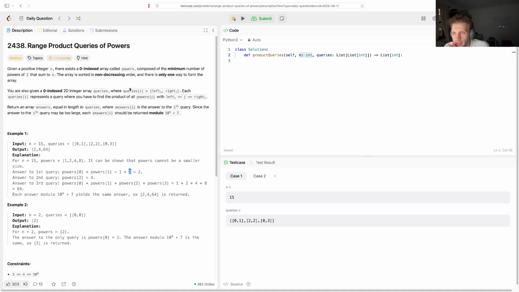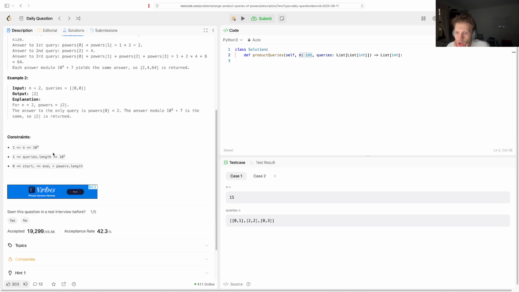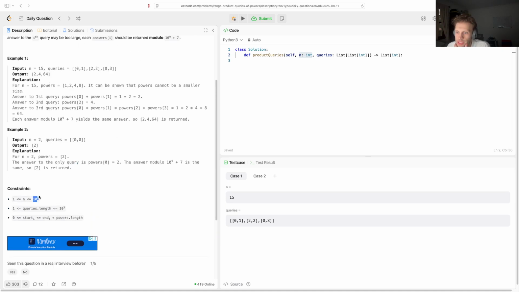Let's figure this out. Given a positive integer n, there exists a zero index array called powers composed of the minimum number of powers of 2 that sum to n. Okay, so this is like the powers array. Oh, I see why n. Okay, this is so. Okay, perfect. So really 10 to the ninth.